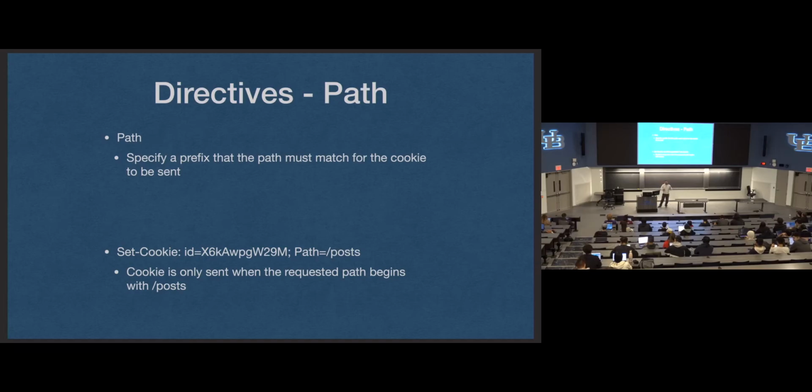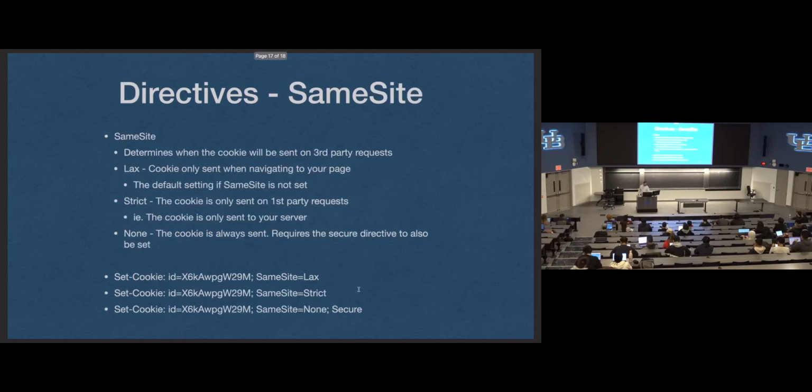So if I have a /chat path, and I only want these cookies sent on that path, I would set the path directive to only send that cookie on those paths. SameSite, which can be lax, strict, or none, is going to set the same site rules, I guess, and how you can access this with third party.